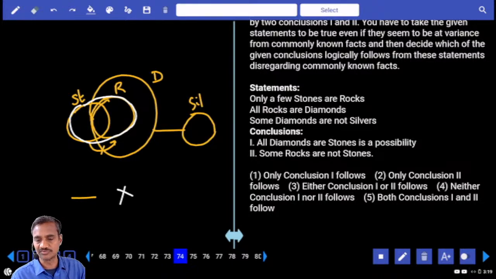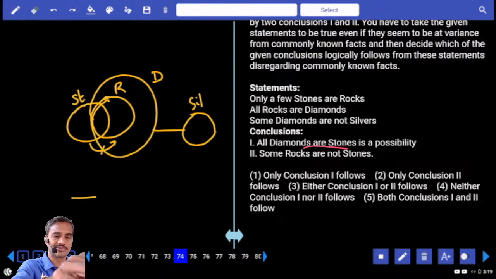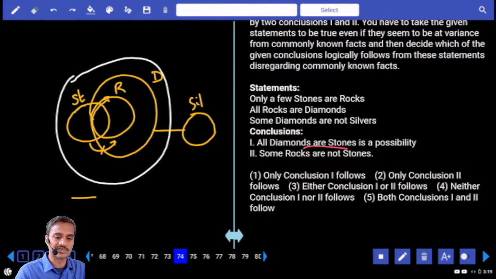Then coming to the first one, all diamonds are stones is a possibility. Now tell me whether I can write this entire diamond like this or not. Entire diamond under the stone. Because this entire stone cannot be part of this one, and we can have this diamond under this. Hence it is possible. Only one follows, that is choice 174.